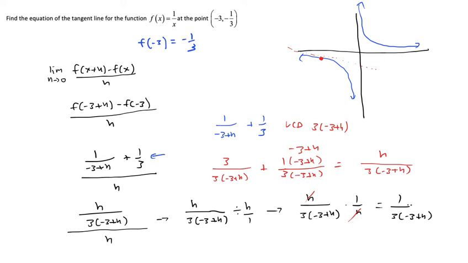But wait a minute, what happens as h goes to 0? When h is equal to 0, we get -1 over 9. So what does that mean? It means the slope of this line at this point is -1 over 9.